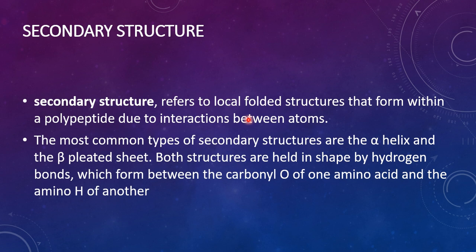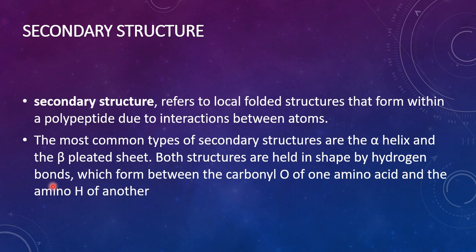Secondary structure refers to the locally folded regions. That means now the alphabets are put together to form simple words, isn't it? In the same manner, the primary structures of amino acids are put together to form the secondary structure. The most common types of secondary structures are the alpha helix and the beta pleated sheet. Both structures are held in shape by hydrogen bonds. Remember this one. Here we are going to have the hydrogen bonds.